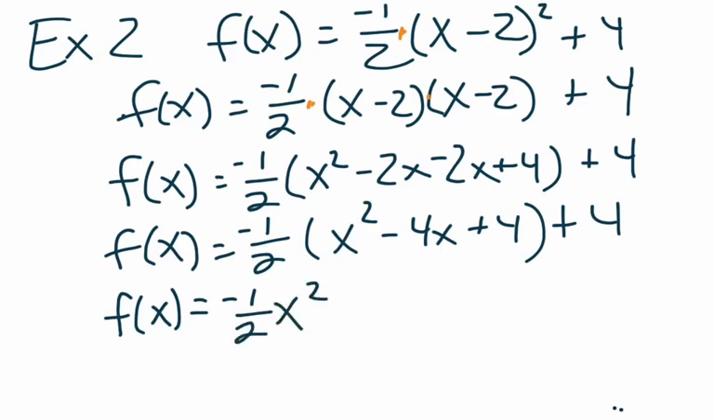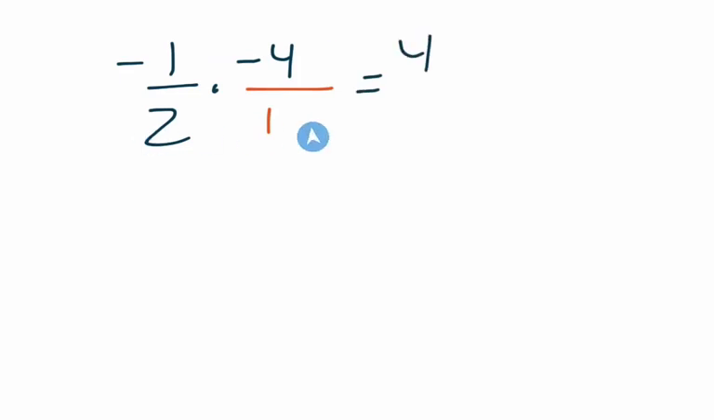Now, I'll do a little bit of scratch work over here. Negative 1/2 times negative 4. Well, remember that negative 4 could be written as negative 4 over 1. And when we multiply fractions, we multiply straight across. So negative 1 times negative 4 is positive 4. 2 times 1 is 2. And 4 divided by 2 is 2.